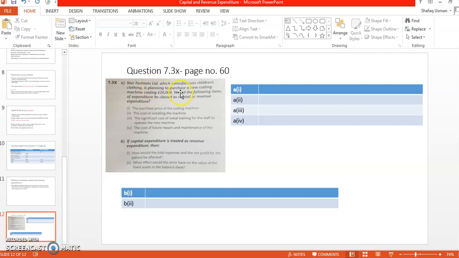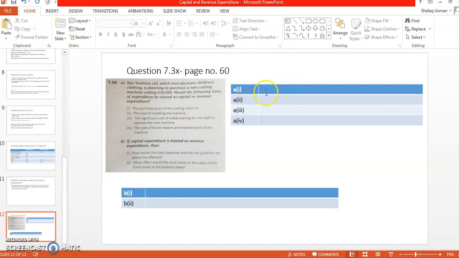Star Fashions Limited, which manufactures children's clothing, is planning to purchase a new cutting machine costing £20,000. Would the following items of expenditure be classed as capital or revenue expenditure? Again, it's a simple question related to classification of revenue and capital expenditure. All you need to first know is that Star Fashions Limited is a children's clothing manufacturing company.